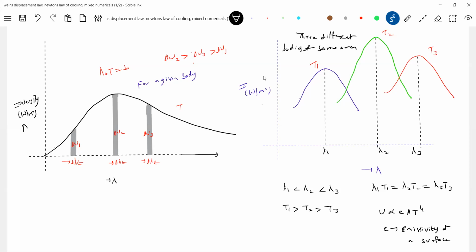Three different bodies. Three different bodies means what do you expect for emissivity? It must be different. Like if you take iron, copper, some lamp black and charcoal, different bodies will have different emissivities. Do I agree with this condition?